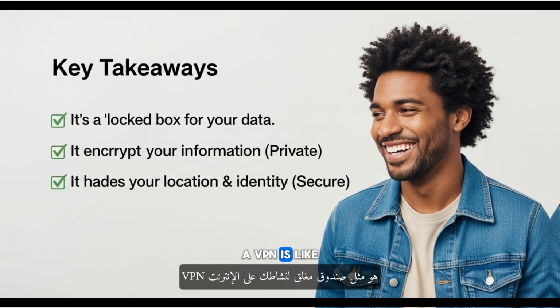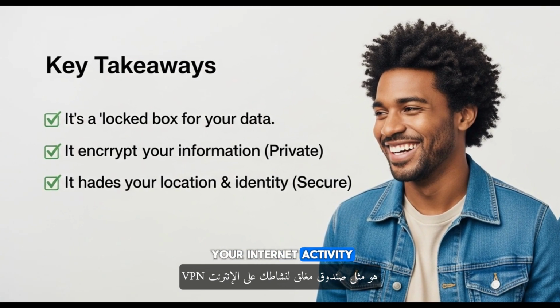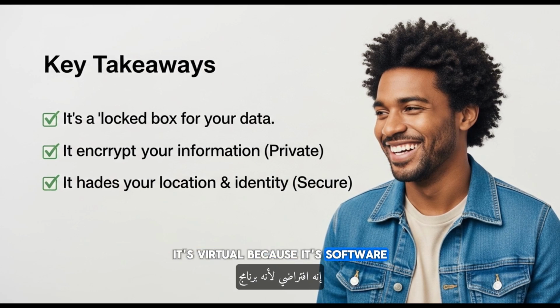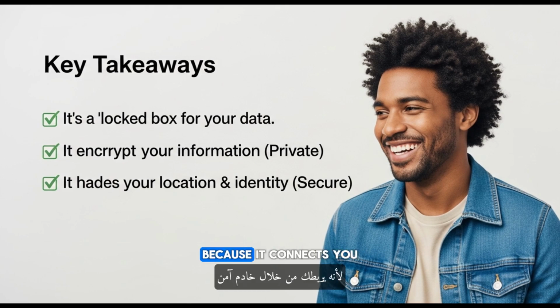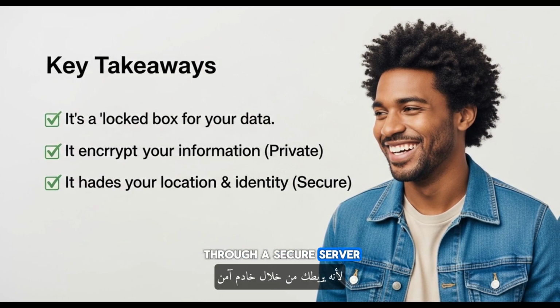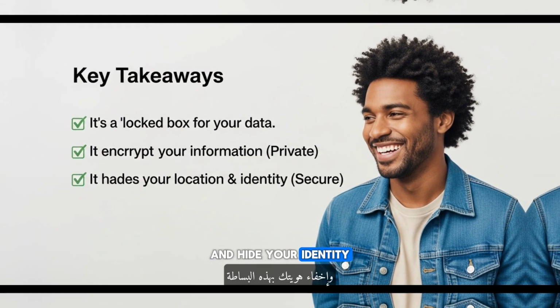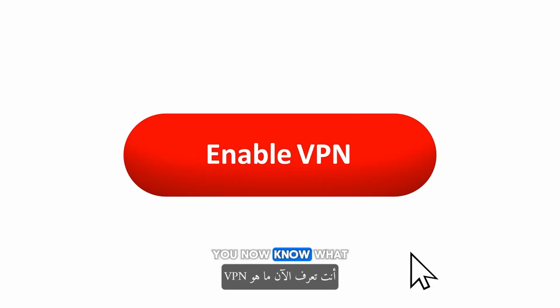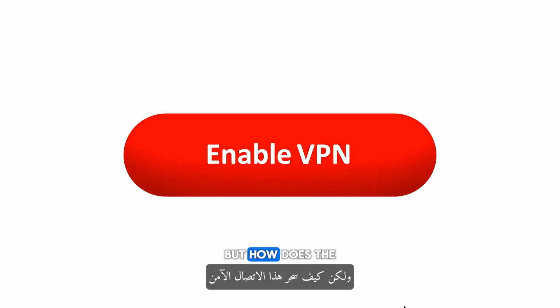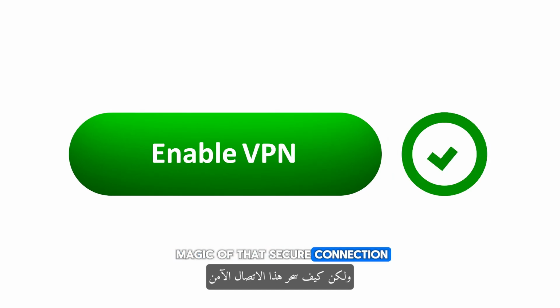All right, let's recap. A VPN is like a locked box for your internet activity. It's virtual because it's software, private because it encrypts your data, and a network because it connects you through a secure server. Its main job is to secure your data and hide your identity. Simple as that.